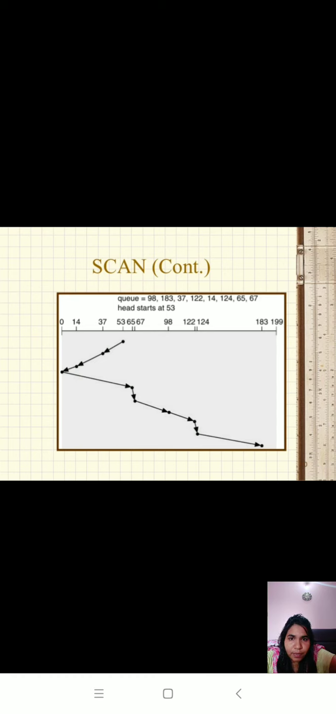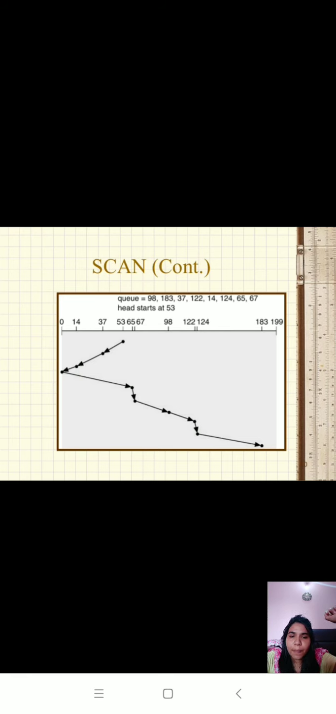your read write pointer is placed, and after that you can go to 37, 14, and then you have to go to the end of the cylinder, so we have to go to the 0 value. After that we have the 65 value, so we will go from 0 to 65, 65 to 67, and as per the given values we don't need to go to the last value, that is 199.